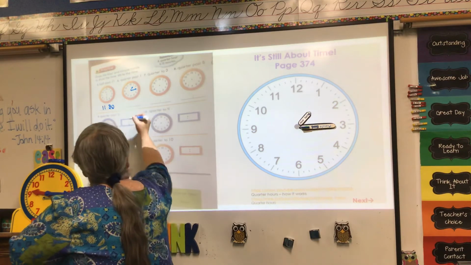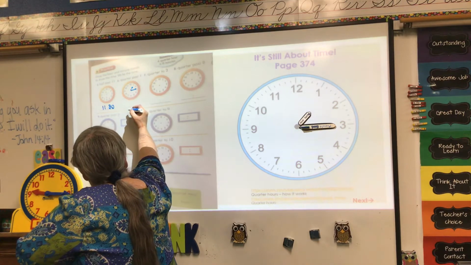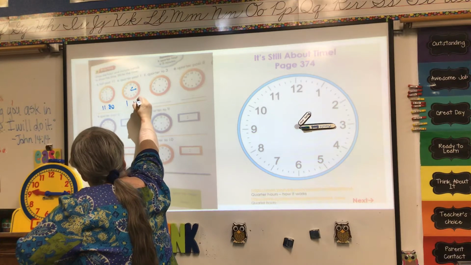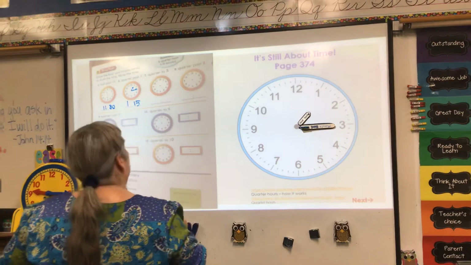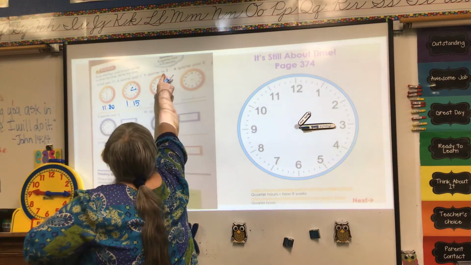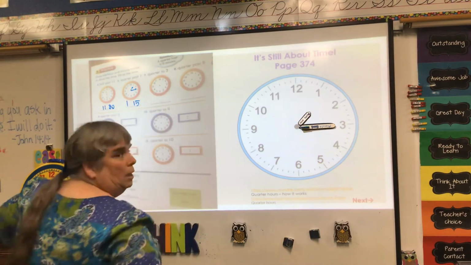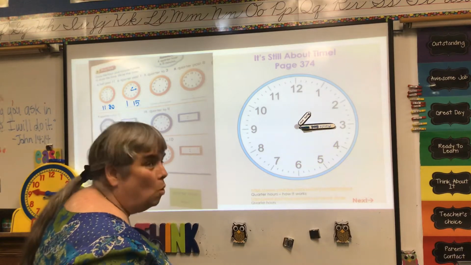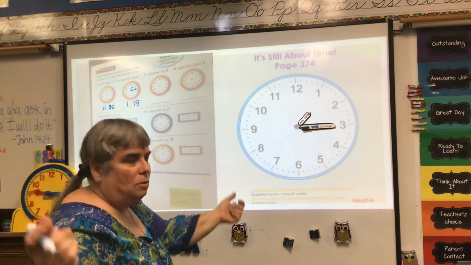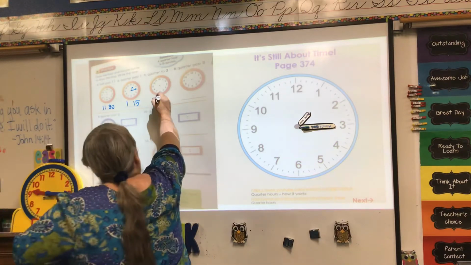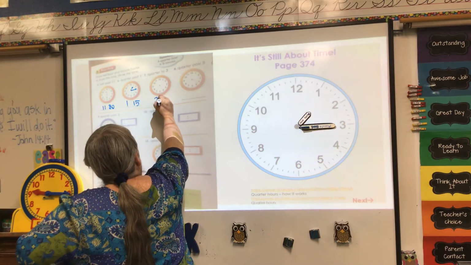And there's my long hand. So that would be 1:15. Okay? 1:45. So when it says 2, it means it's not 3 o'clock yet. So it's before 3. So the number that comes before 3 is 2. So I'm going to put 2 here.